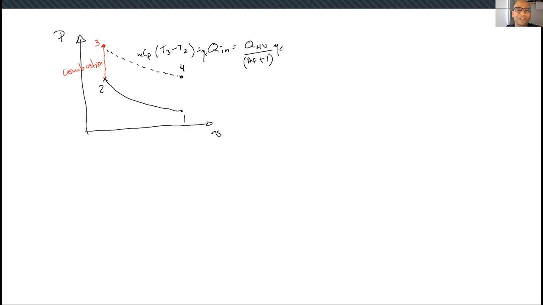Okay, but we haven't really discussed where these numbers come from. Where does this Q in come from, or where does this QHV come from? Combustion is the transformation of reactants into products. So when we go from state two to state three, that's the transformation of reactants at state two into products at state three. And it's that transformation that releases a certain amount of energy. It's actually the breaking of bonds.